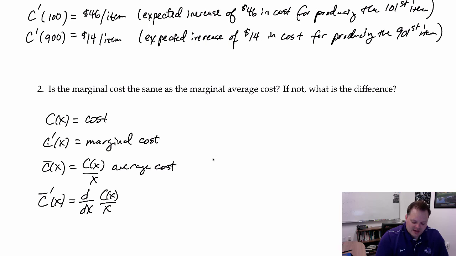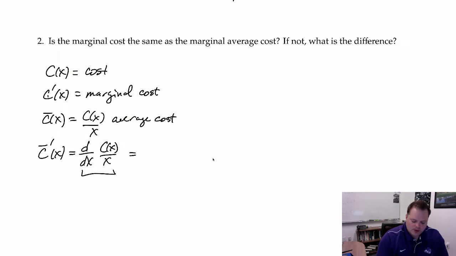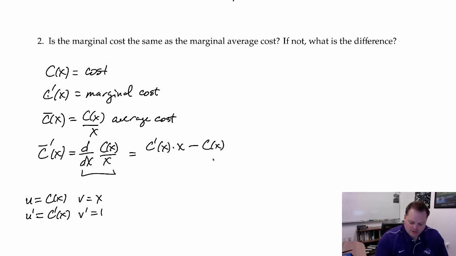which, because this is a quotient, I should use the quotient rule. So U is C of x, so U prime is C prime. V is x, so V prime is 1. So this will be U prime V minus U V prime, all over V squared. So this is C prime of x over x minus C of x over x squared.